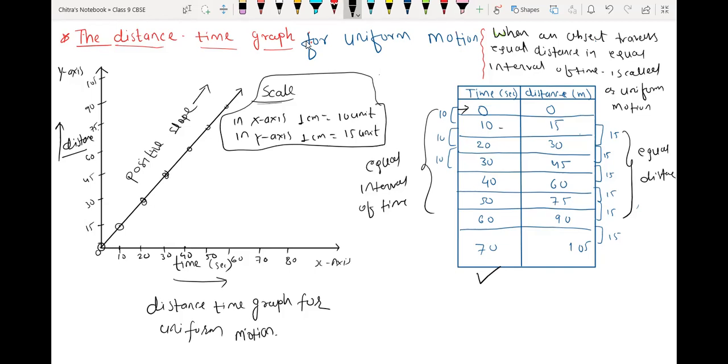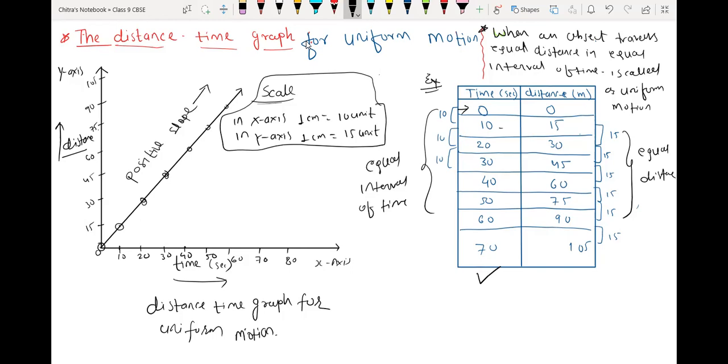Here we have written the definition for uniform motion, and this is the example to understand how to draw the distance time graph. Okay. So understood? Any doubt? No, sir. Okay, so take a screenshot now. Sir, taken.